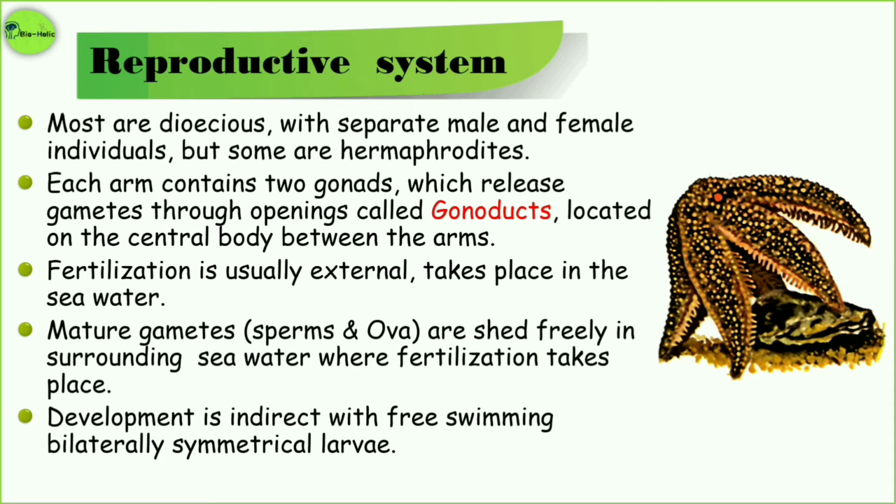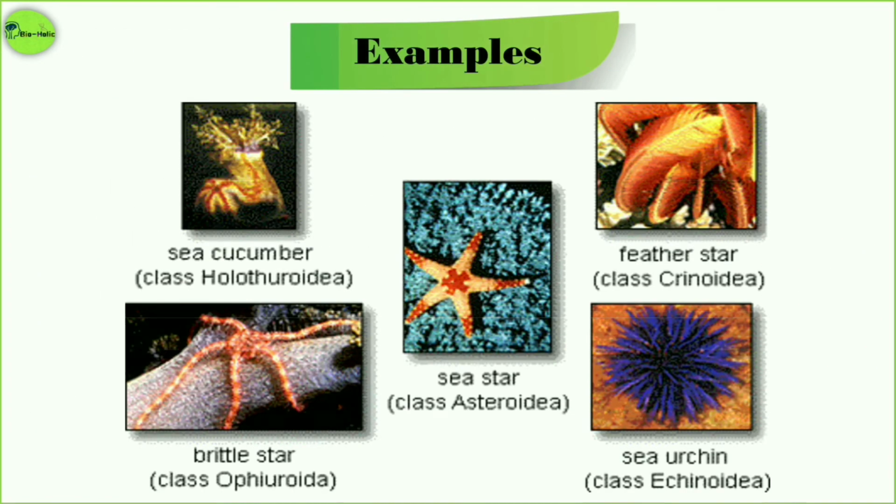And their development is indirect, with a free swimming bilaterally symmetrical larva. The larva is bilaterally symmetrical. And now here are some examples of the echinoderms, like the sea cucumber, brittle star, sea star, sea urchin and feather star.